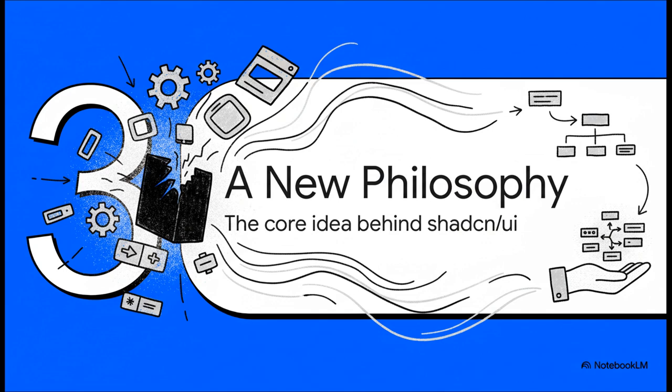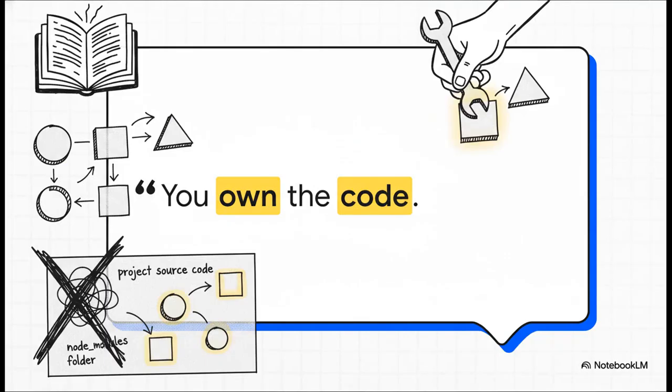Instead of handing you this locked black box of components, it flips the script entirely and gives you a level of control you've probably never had before. And this right here, this is it. This is the core idea, the absolute game changer. You own the code. The components aren't buried somewhere in your node_modules folder. They live right inside your project source code. They are your components. You can modify them, extend them, do whatever you want with them. You are in complete control.